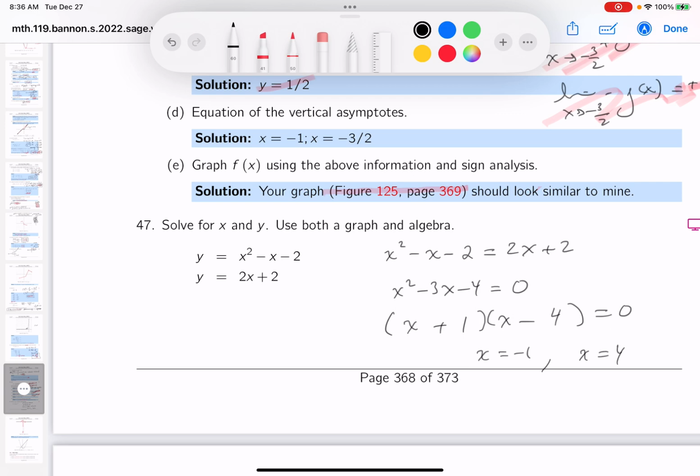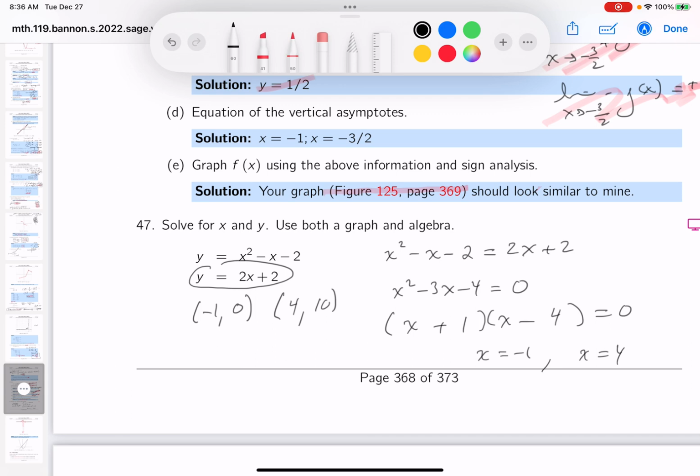So I'll put down the 2 points of intersection now. What are they going to be? One of the points would be at x equals minus 1. I'm going to use this equation to figure out what the y-coordinate is, and that would be minus 2 plus 2, which would be 0. And the other point of intersection would be when x is 4. And what do you get there? Well, 2 times 4 is 8, and 8 plus 2 is 10.